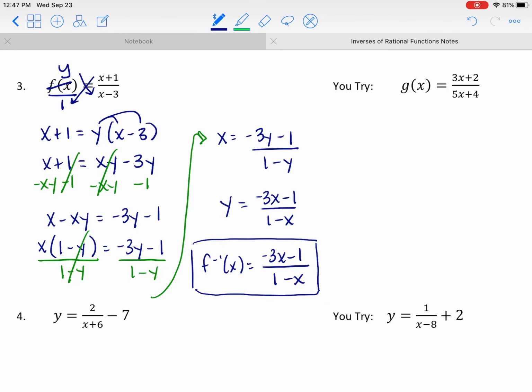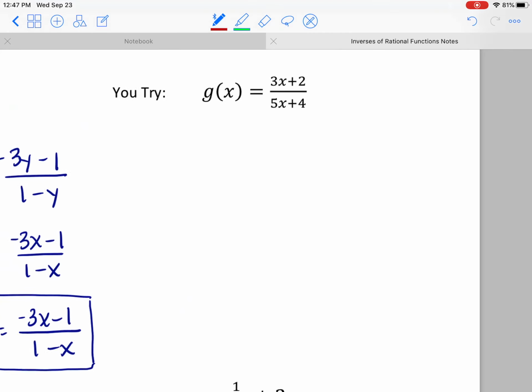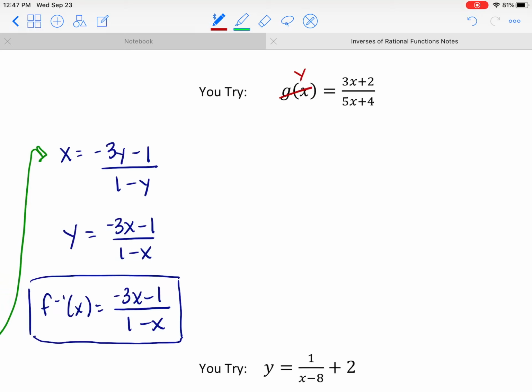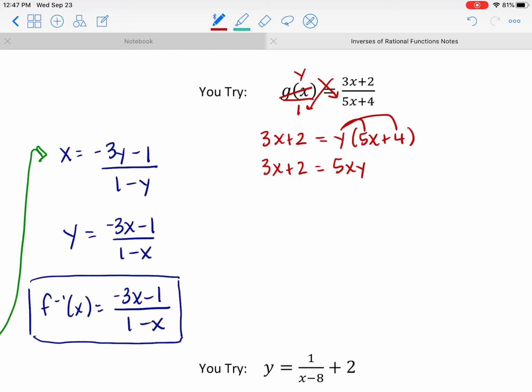Now, if you're feeling good about this, you want to give the next one a try, this would be a good place for you to pause the video and try it out. Otherwise, let us do this together. Again, I'm going to make this a y over 1, and I'm going to cross multiply. So 3x plus 2 times 1 is still going to be 3x plus 2. If you can distribute just by looking at this and not write that extra step, that's totally fine. But y needs to distribute to 5x plus 4. So we've got 3x plus 2 equal to 5xy plus 4y.